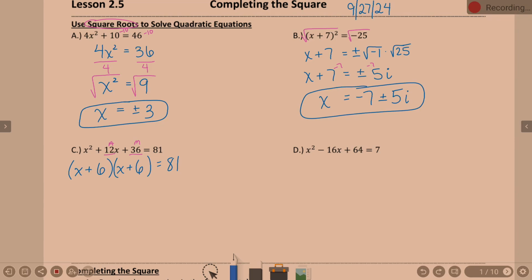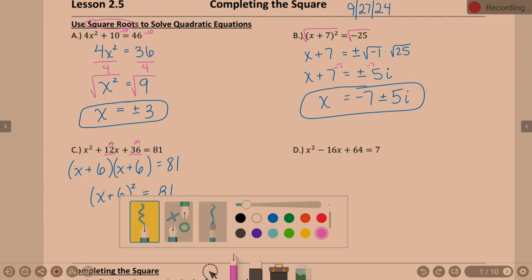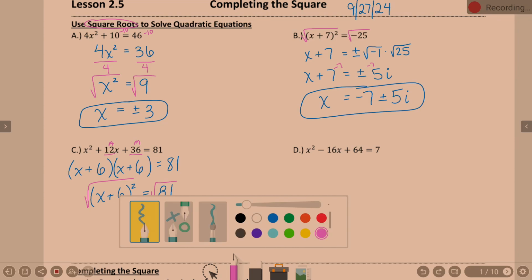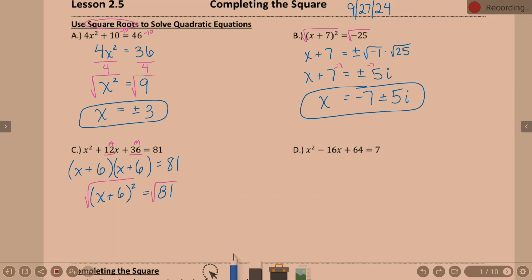Well, x plus 6 times x plus 6, how can I write that? x plus 6, quantity squared, equals 81. So by taking a moment to factor that perfect square on the left, does this equation look just like B now? Yep. Okay, so if it's x plus 6 quantity squared, what is an option? What can I do here? I can square root both sides. What's the square root of x plus 6 squared? x plus 6. The square root and the square cancel each other out.